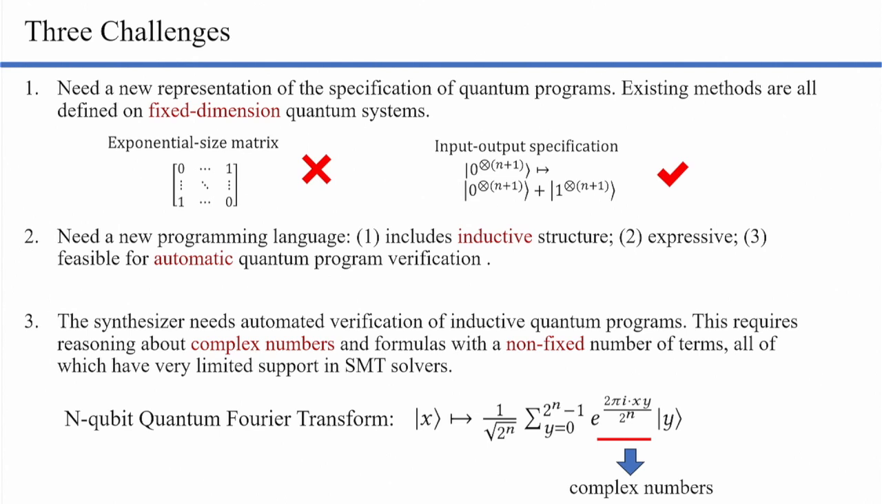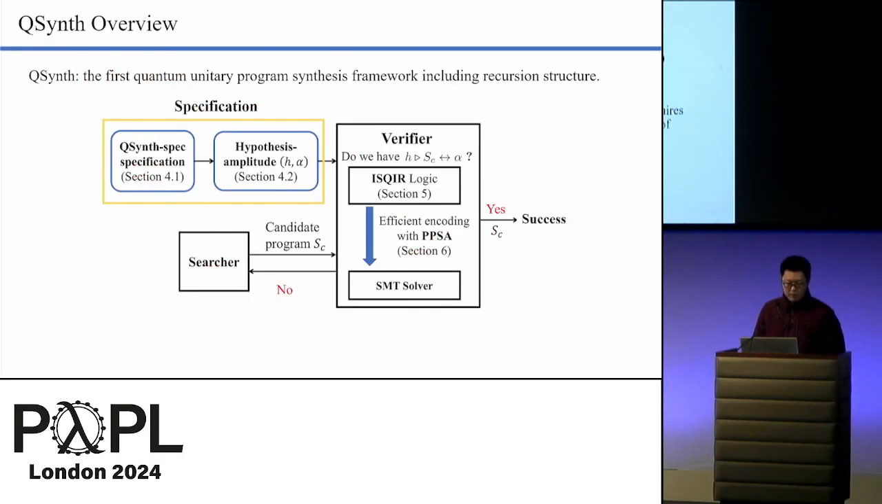So these nonlinear terms and non-fixed number of terms are not supported very well by the existing verification tools, such as the SMT solver. So we need to find a way to encode the verification of quantum programs into some SMT solvers. So with these three challenges, we designed the framework named QSynth. QSynth is the first quantum unitary program synthesis framework, including recursion structures.